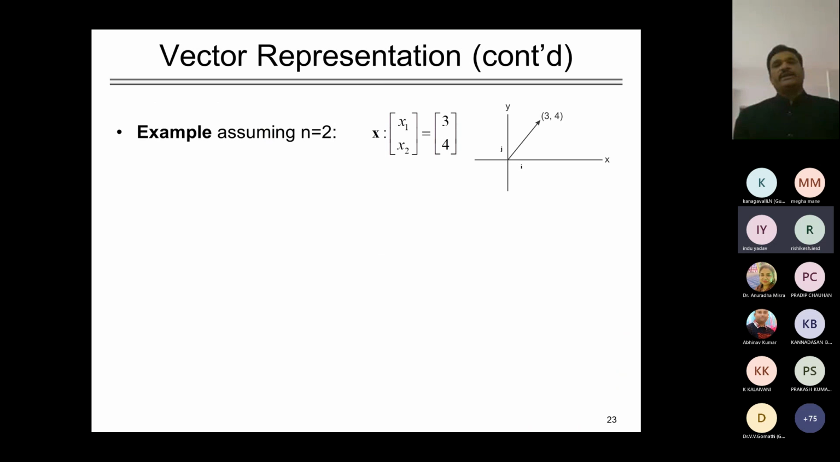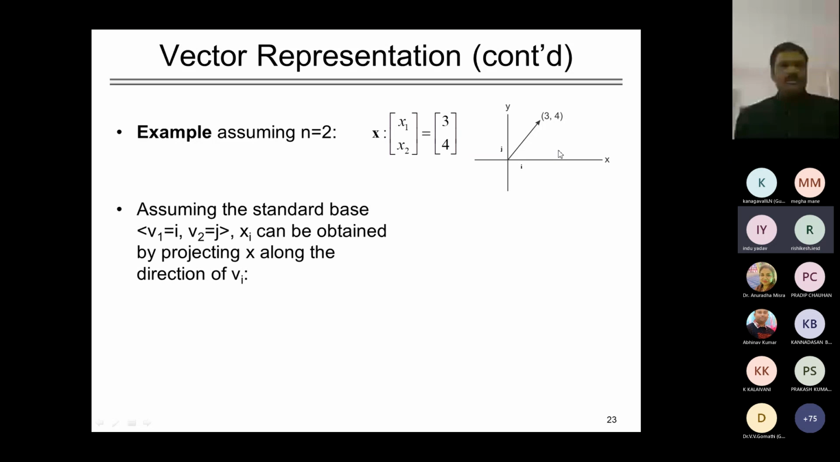Assuming n equal to 2, x1, x2 equal to 3, 4, so this will be the coordinate. Assuming the standard basis v1 equal to i, v2 equal to j, xi can be obtained by projecting x along the direction of vi, like this.